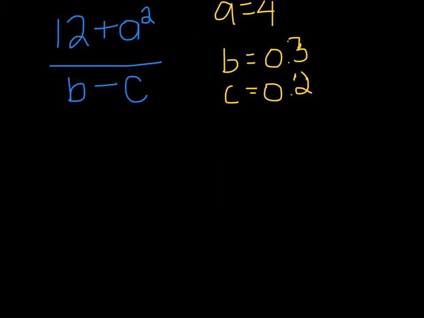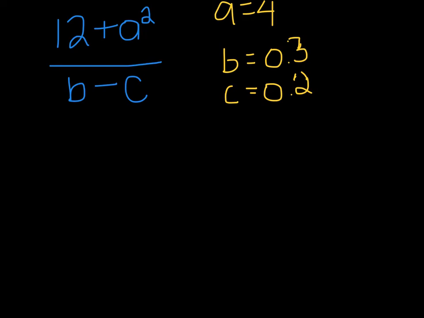Okay, in our next example, we have 12 plus a squared over b minus c. So our first step is to plug in. They've given us the variables here, what they each equal. a equals 4, b equals 0.3, and c equals 0.2. So our next step is to plug in all of those values.